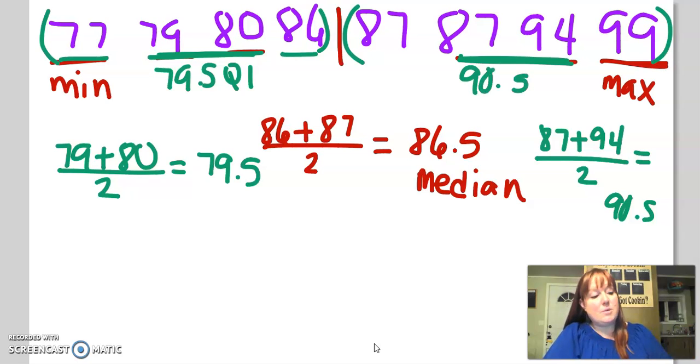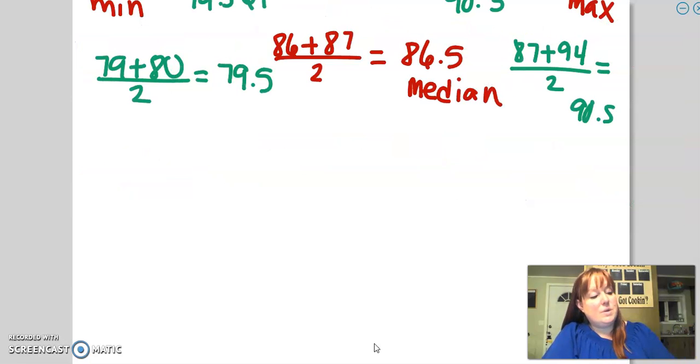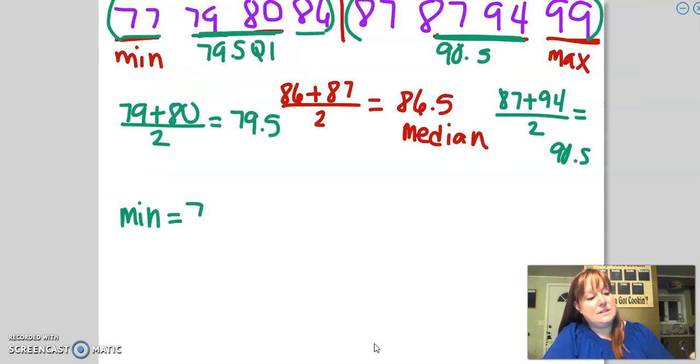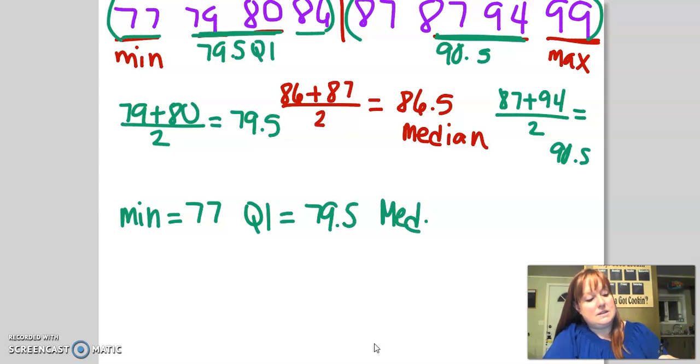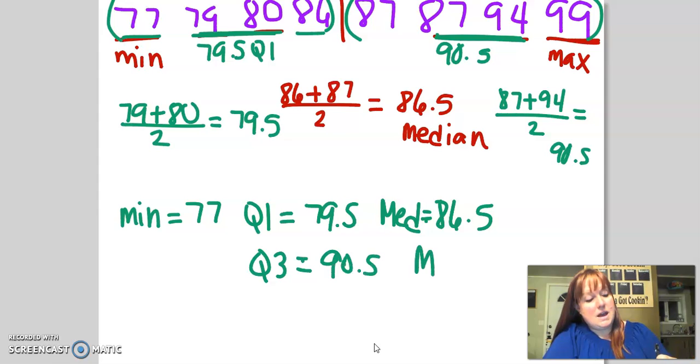So if we were going to summarize our data, we could have our min is 77, our quartile 1 is 79.5, our median is 86.5, our quartile 3 is 90.5, and our max is 99.